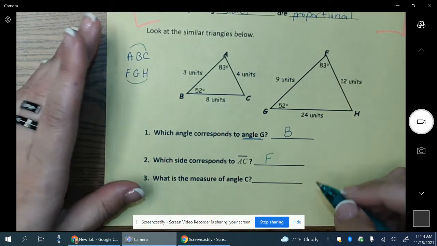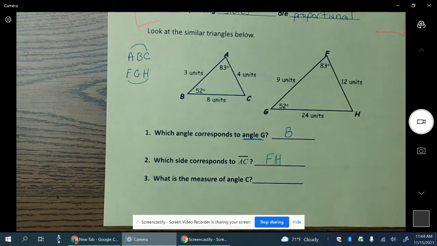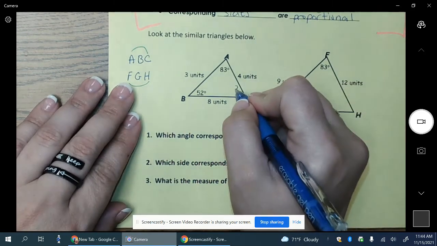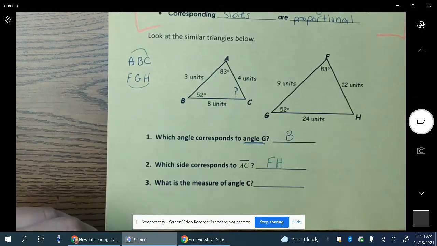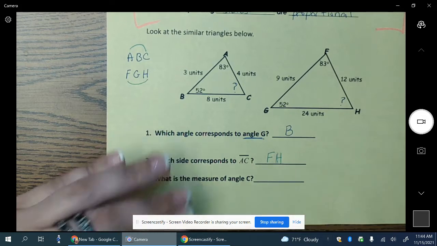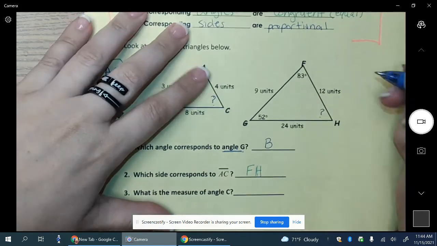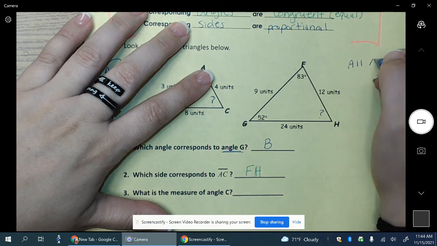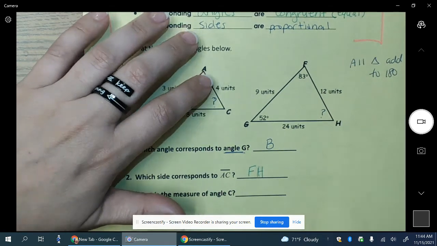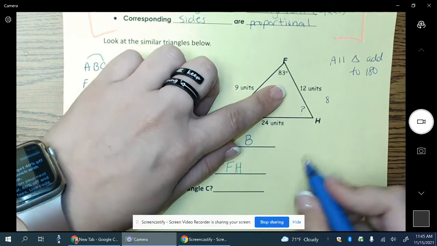Sorry, what was it? FH? FH. Yeah. Okay, now it wants to know the measure of angle C. Okay? So I don't know what this angle is, but I know that it's the same as H. But do I know what H is? No. Can't you just assume it's a 90-degree angle? What do all triangles add to? This is very important. All triangles add to 180. So does that mean we add 82 and 52 and then subtract it from 180?